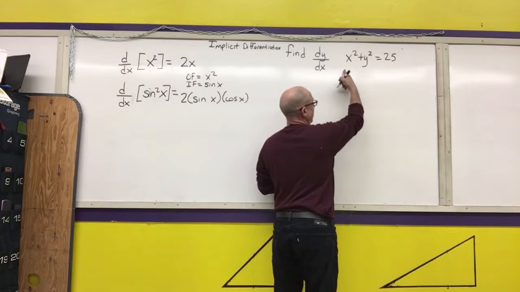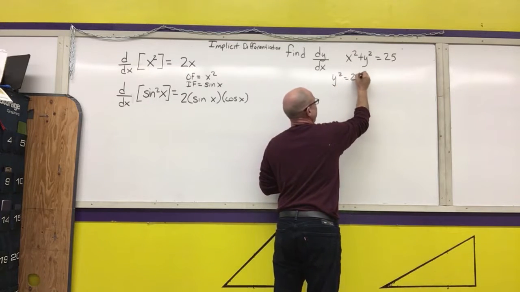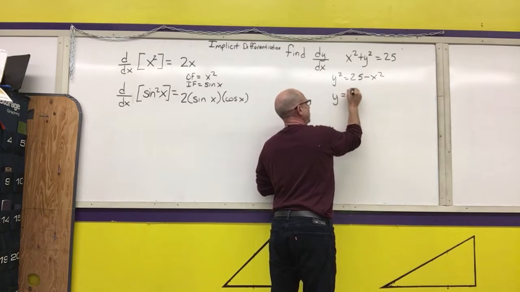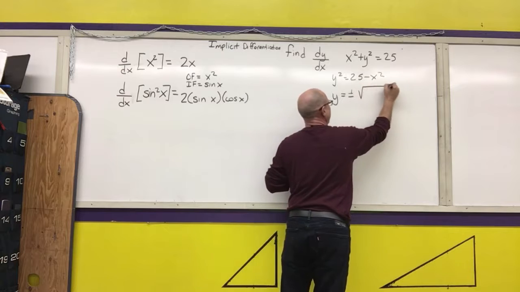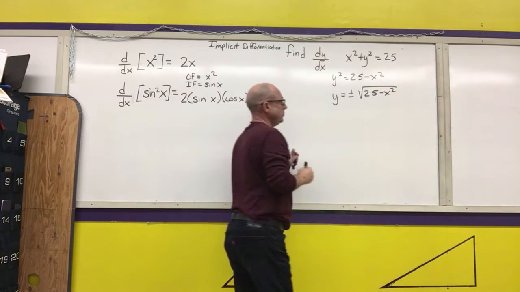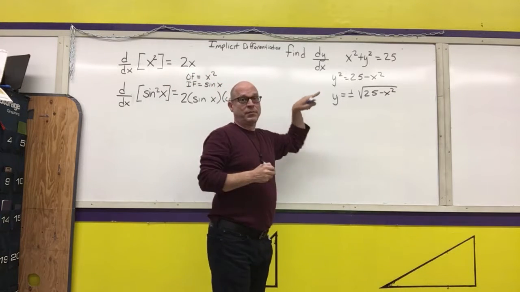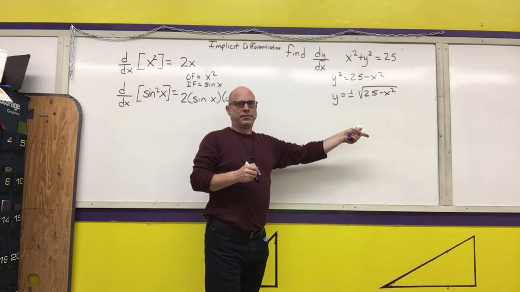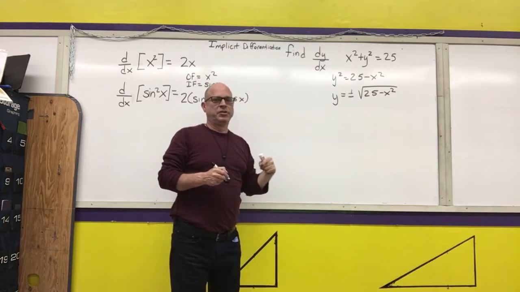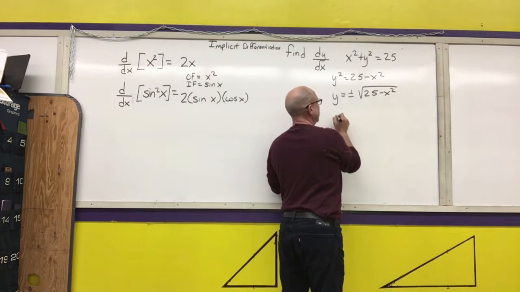So for the first example, let's solve this for y. You get y squared equals 25 minus x squared. To solve for y, you get y equals plus or minus the square root of 25 minus x squared. Well, in order to find dy/dx, it depends upon if you're talking about the upper half of the semicircle or the lower half of the semicircle, which one of these you want to take the derivative of. So I'm going to just take the derivative of the upper semicircle.